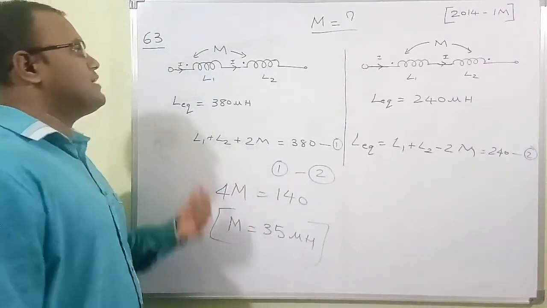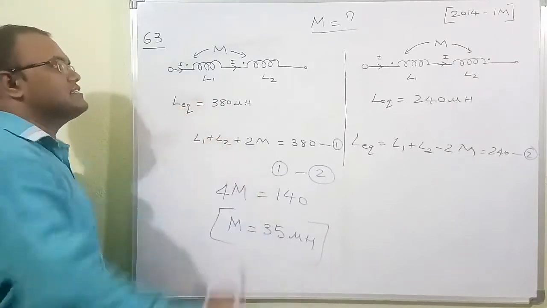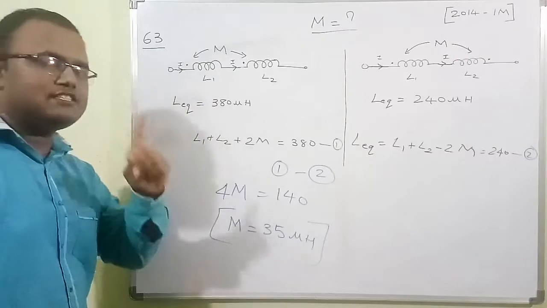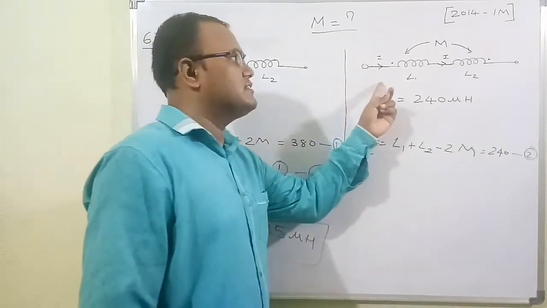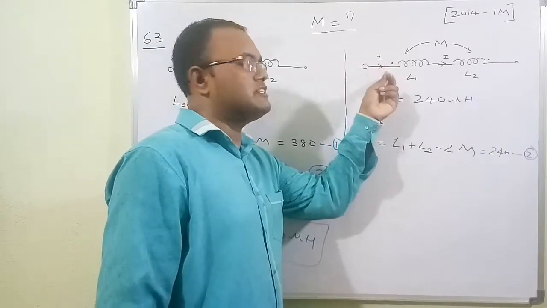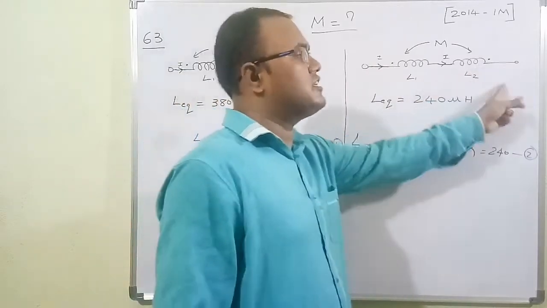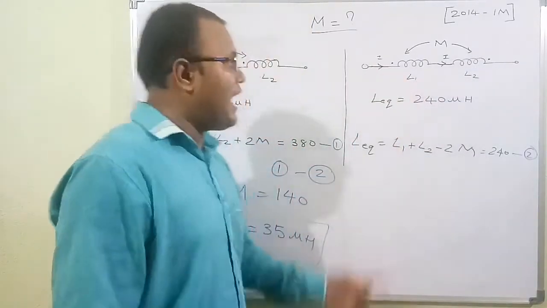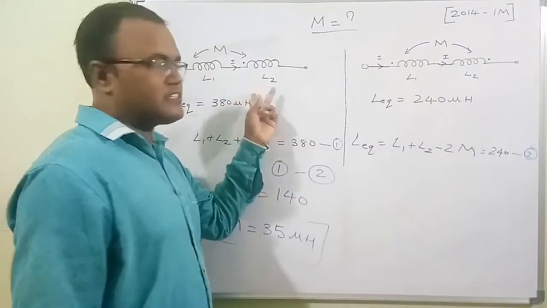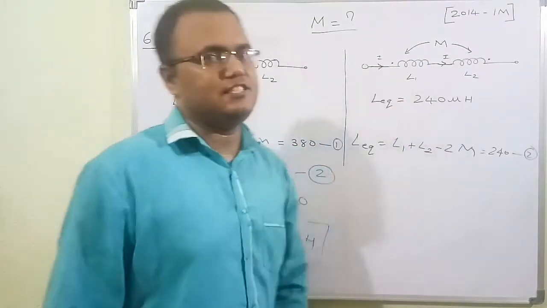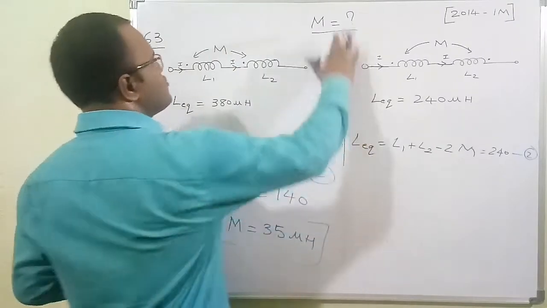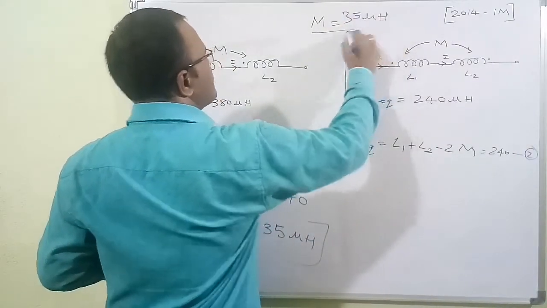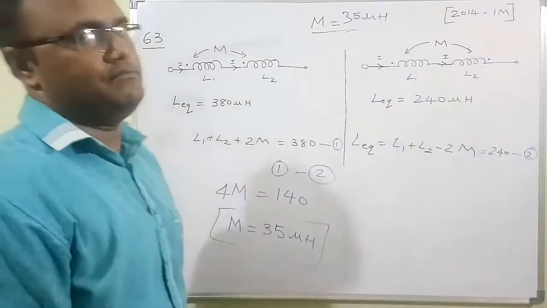I will repeat it again. Whenever the current is entering the dot in both the coils, this is called series aiding. Whenever the current is entering the dot in the first coil and leaving through the dot in the other coil, this is series opposition. As the two coils are connected in series, therefore M is equal to 35 microhenry. This is our required solution of this problem.